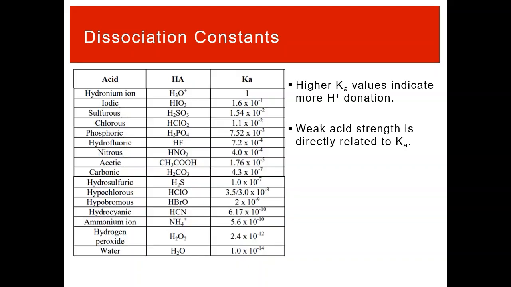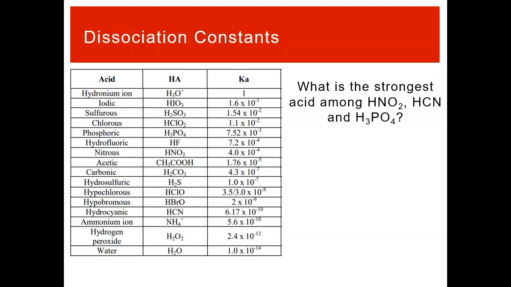These are all still weak, but we can see something like iodic acid, where Ka is 1.6 times 10 to the negative 1, or 0.16, is going to be a much better acid than something like hydrogen peroxide, where the Ka is 2.4 times 10 to the negative 12. So that's a really small value for Ka. Hydrogen peroxide really is not going to affect the pH much. Iodic acid up at the top won't affect the pH as much as a strong acid would, but it will still have a larger effect on the pH. And so the relative strength of weak acids is directly related to the value of Ka.